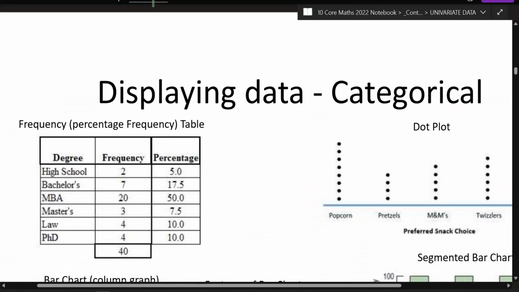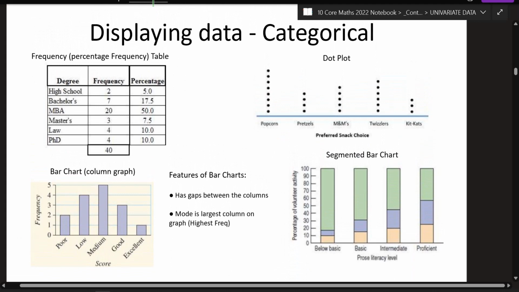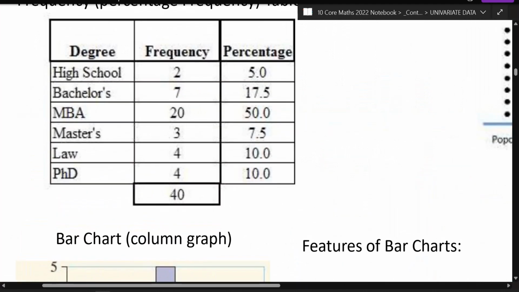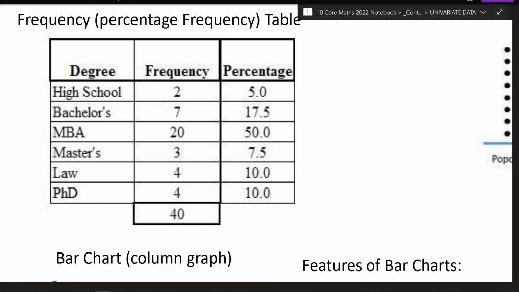Okay, so let's move forward. So here are some types for your categorical data. First one here is a frequency table. What's interesting about the frequency table, as you can see here, is it obviously lists out the frequency of certain data. For example, here, this looks like it's the degree, so what kind of certificate somebody got, depending on who they are. So it looks like 2 people got a high school degree, 7 people got a bachelor, 20 people got an MBA. I think that's baccalaureate. I actually don't know. 3 people have masters, 4 people have law, and 4 people have a PhD.